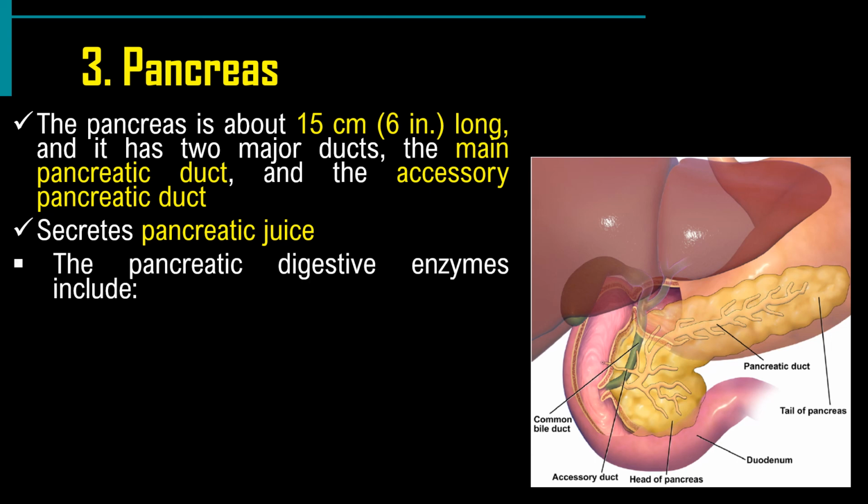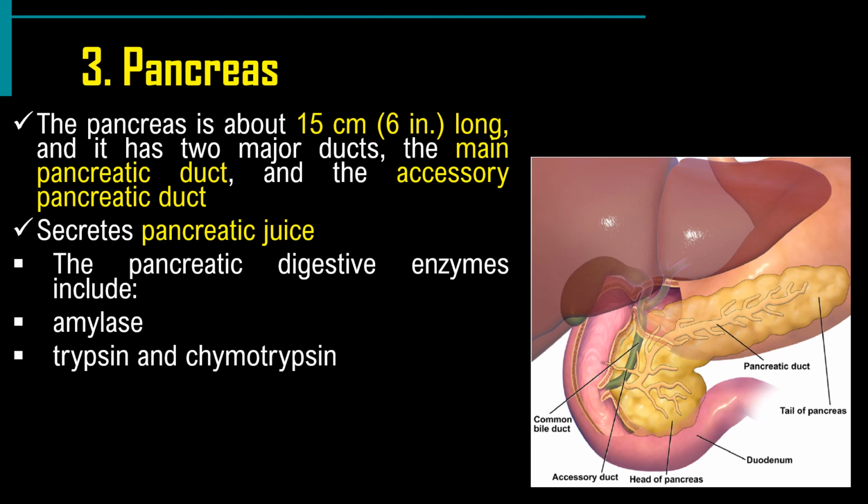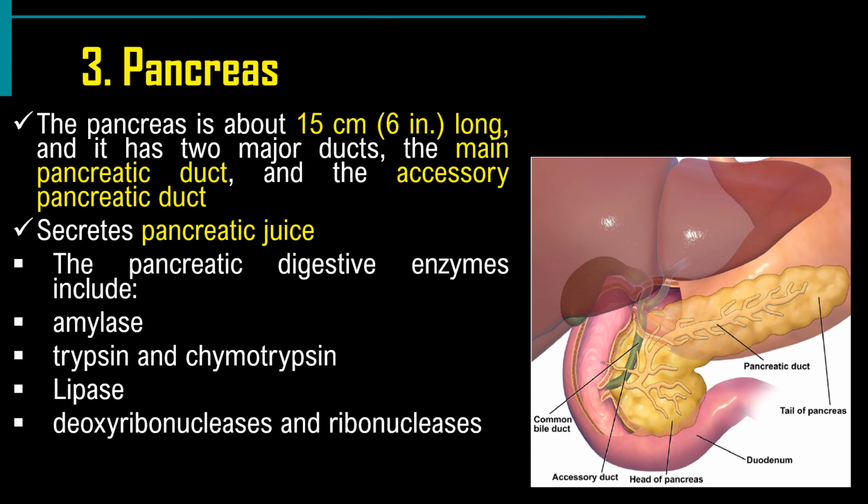The pancreatic digestive enzymes include amylase, which helps to digest starch and other carbohydrates; trypsin and chymotrypsin, which help to digest proteins; lipase, which helps to digest lipids; and deoxyribonucleases and ribonucleases, which help to digest nucleic acids. As an endocrine gland, the pancreas secretes several hormones, including insulin and glucagon, which circulate in the blood.